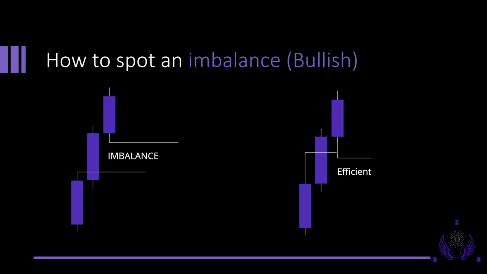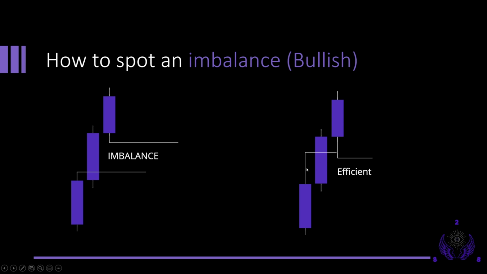How to spot an imbalance in a bullish trend? So look at this. Here we have this first candle wick, and here, the third candle wick. So look, this gap between these two wicks is called an imbalance. So that means that in the market we have an imbalance.